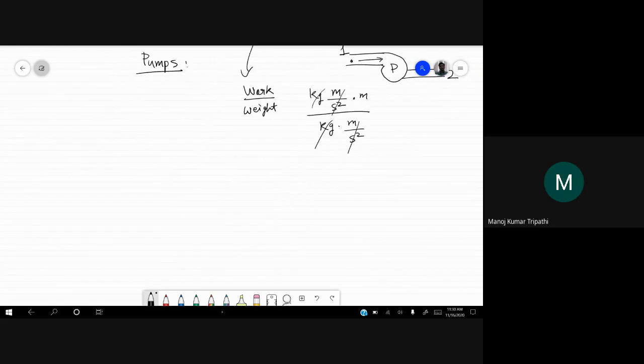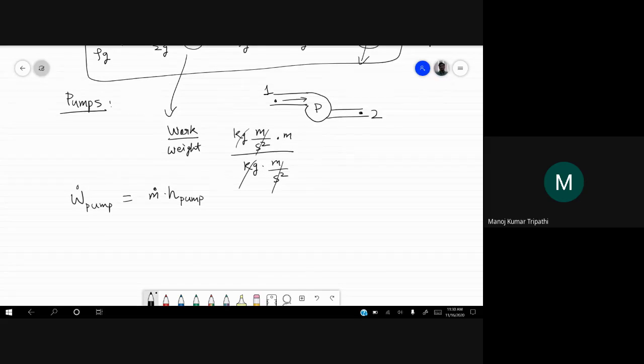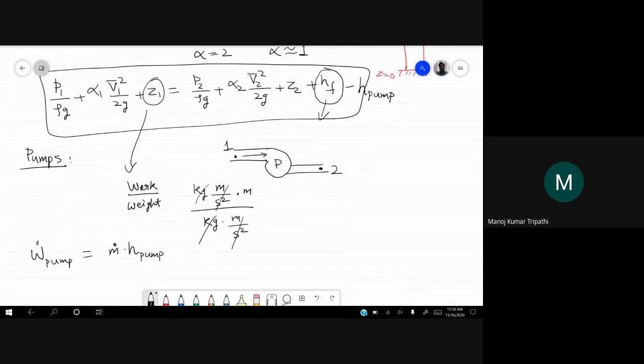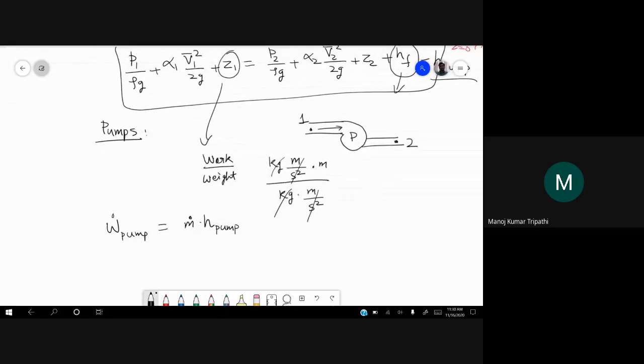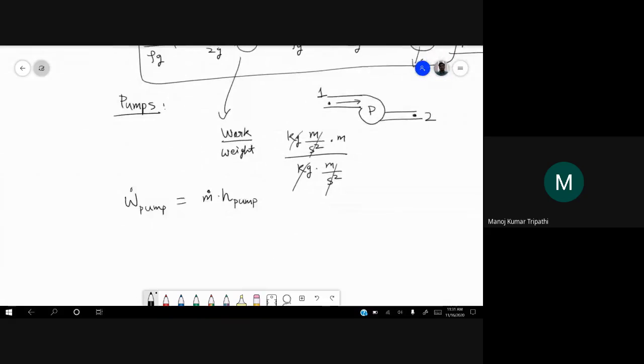So if you want to find out the work done by the pump, that is mass flow rate times H pump, the head raised by the pump. Okay, this H pump that we have written here will be the work done. So here it is work done per unit time, and this is mass flow per unit time. All right.